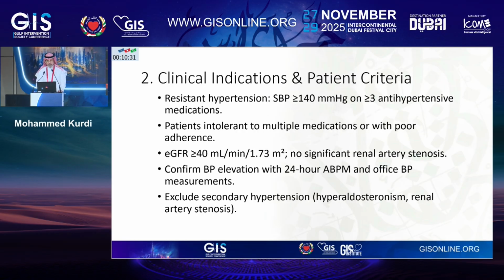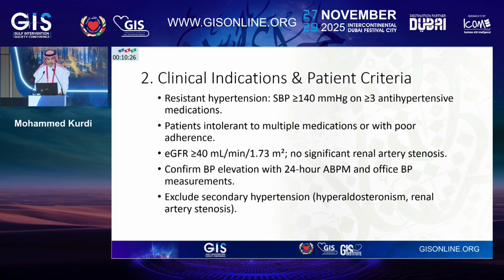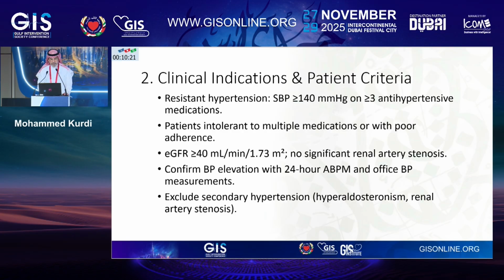So resistant hypertension is the major established indication for treatment by renal denervation. And resistant hypertension is defined, and the majority agree, as a systolic blood pressure of more than or equal to 140 millimeters of mercury on three antihypertensive medications, including diuretics.